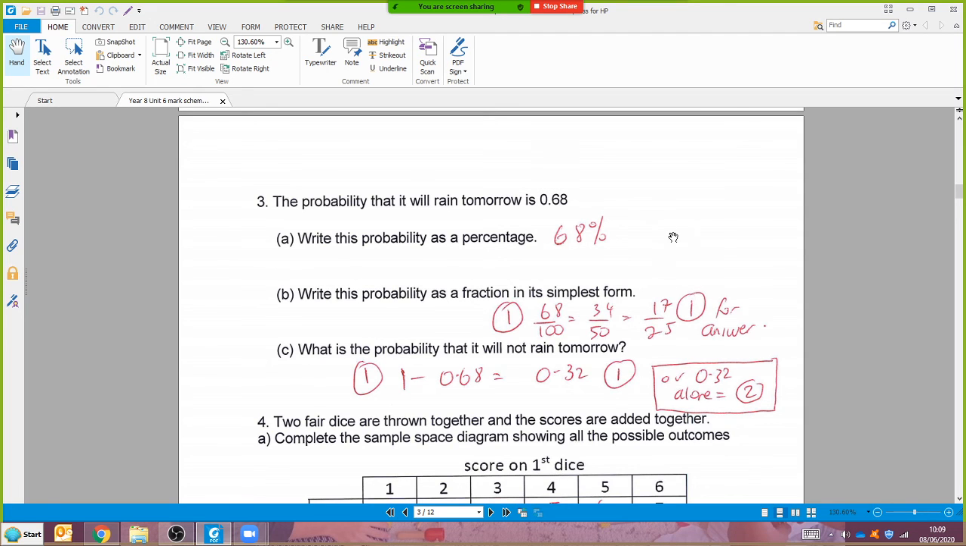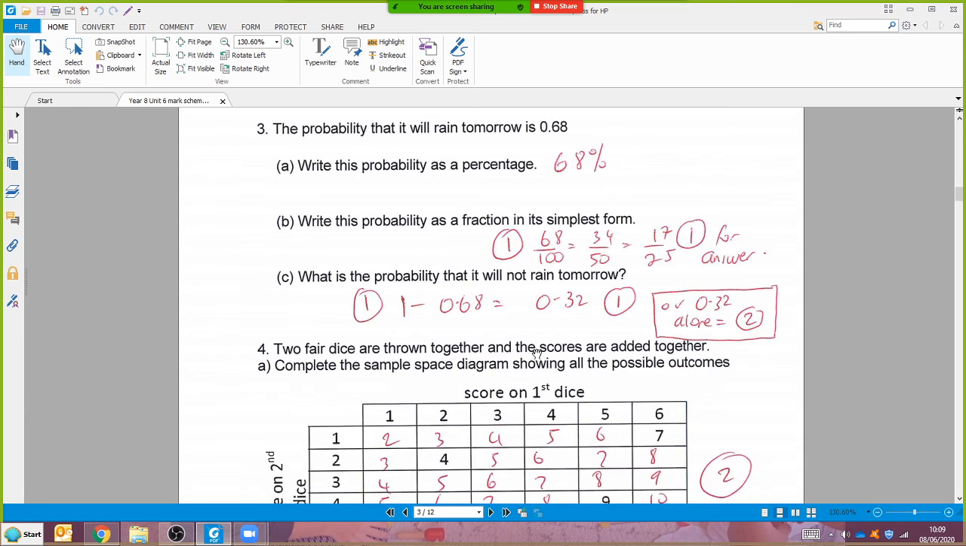I should have put a little 1 there, but I didn't. But I included a mark for all of you who got that right. The chance that it will rain tomorrow is 0.68. What's the probability that it will not rain? Just take it away from 1. So you've got a mark for that to show that you take it away from 1. And of course, you get an answer of 0.32, which is the other mark.